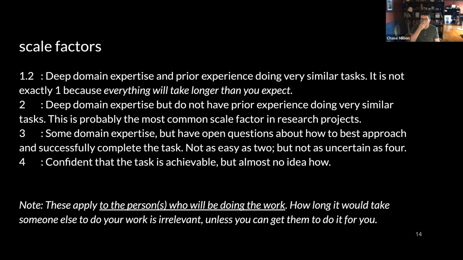You'll have a few things at a 4. Most things should be 1s or 2s. 3 is just somewhere between 2 and 4. And then 4 is a task for which you're confident that you can succeed, but you have no idea how. So that tends to be the real meat of the research project. If there are algorithms that you need to work out, if there's hard optimizations that you need to do, all of those things will come under 4.